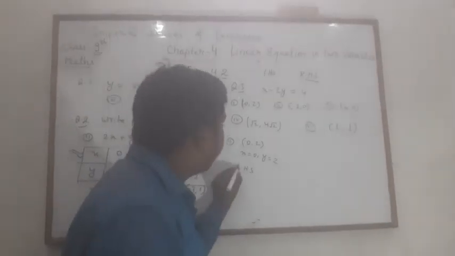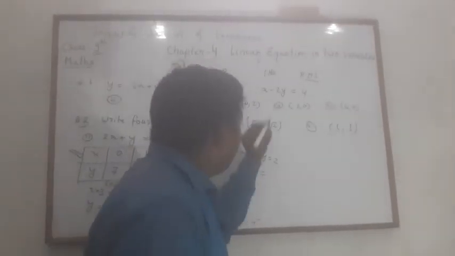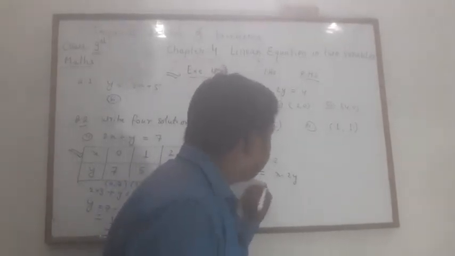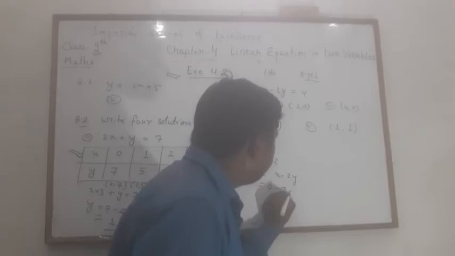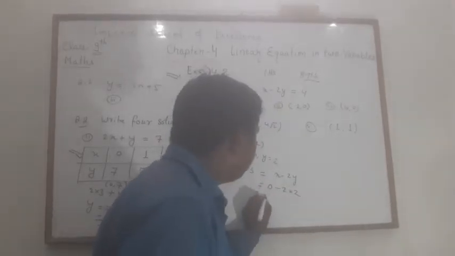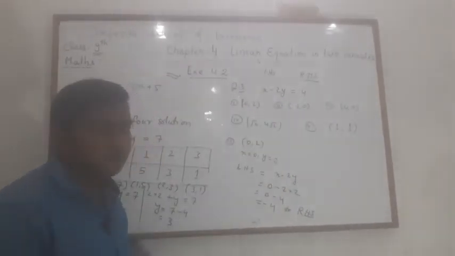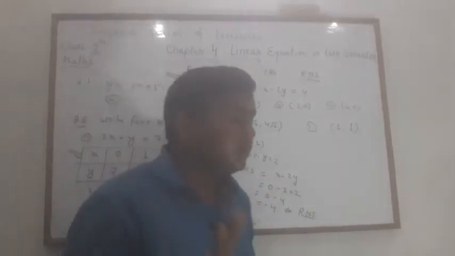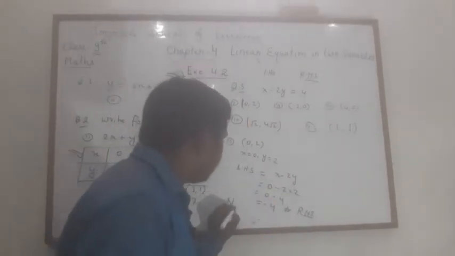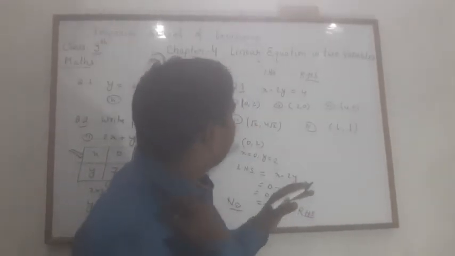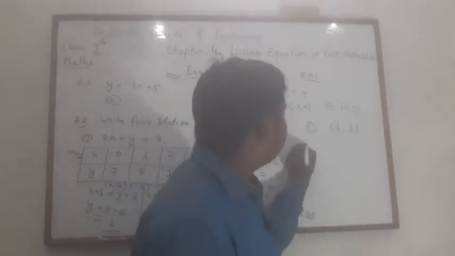So here, for LHS, put x minus 2y. It is 0 minus 2 into 2. So finally it will be 0 minus 4, which is minus 4, and this is not equal to RHS, because RHS is 4 and this is minus 4, and minus 4 is not equal to 4. So not a solution. No. Okay, now we are moving to the next question.